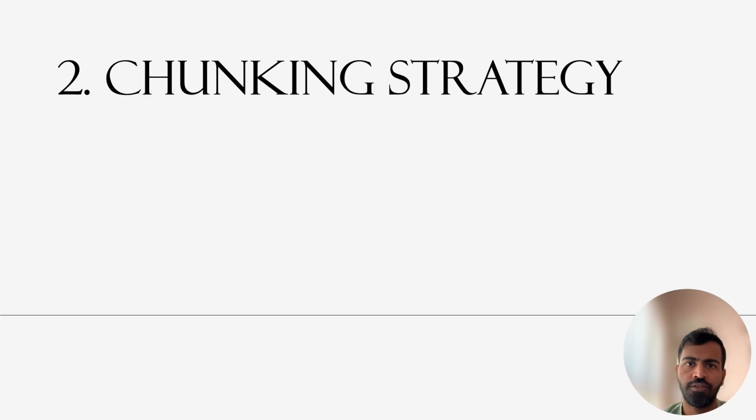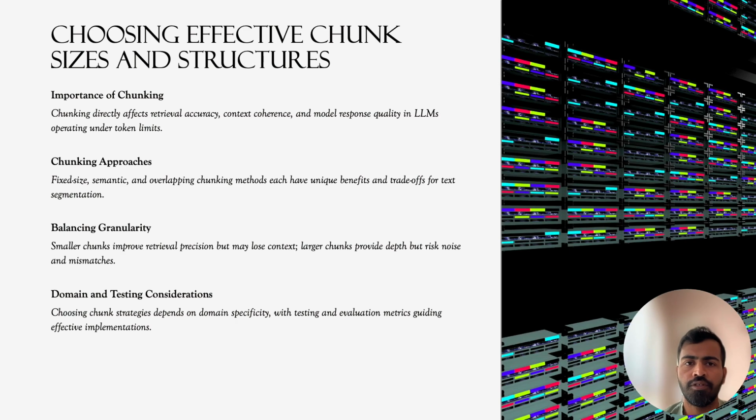Now, let's understand choosing effective chunk size and structure. Chunking strategy. Chunking directly drives retrieval quality, context coherence, and ultimately answer accuracy. We chunk because LLMs have token limits. Sending whole documents into the context window is not feasible or efficient. Good chunks are self-contained but still preserve semantic continuity with surrounding content.